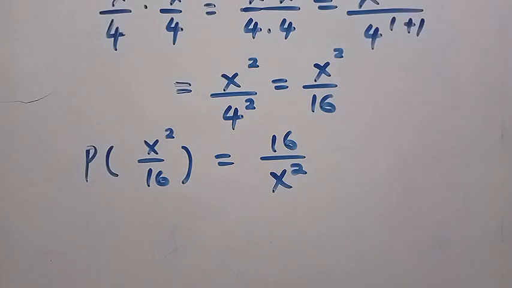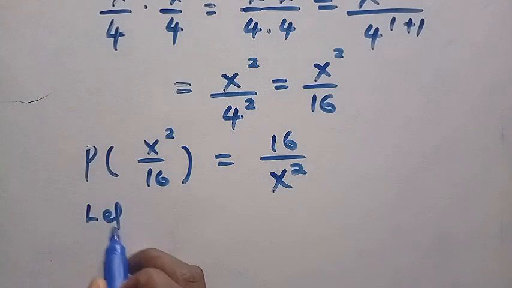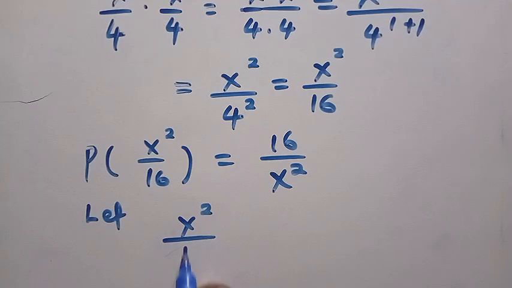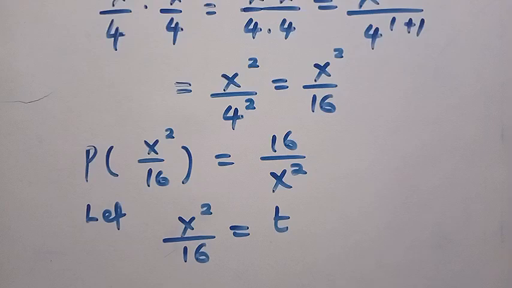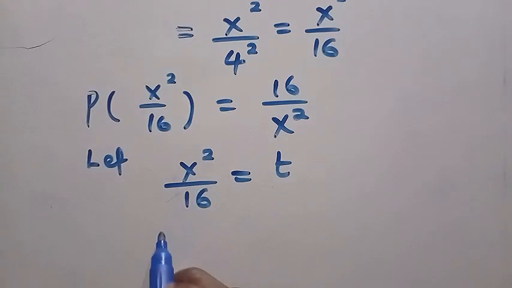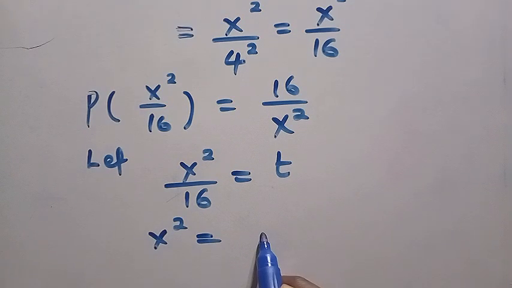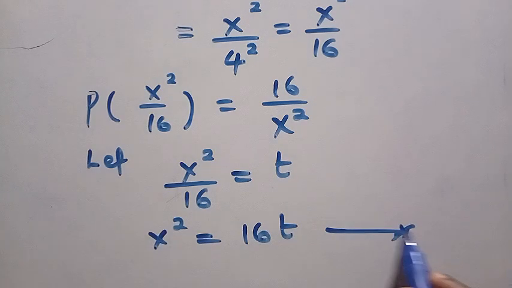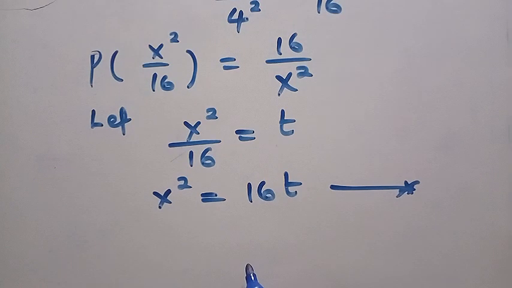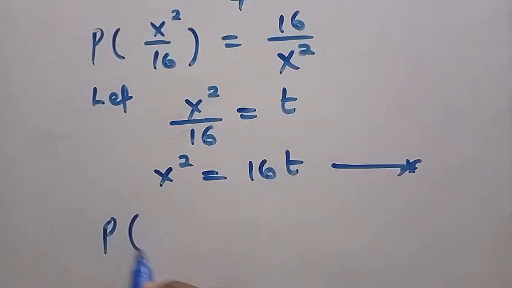Then to get p of x, suppose we let x squared over 16 be equal to t. By making this t, we cross multiply and we have x squared equals 16 multiplied by t. By taking the square root of both sides from this stage, it's a big mistake, so I'm going to leave this one as it is. So therefore I come back to the function, which is p of, instead of x squared over 16, I'm going to write it as p of t.